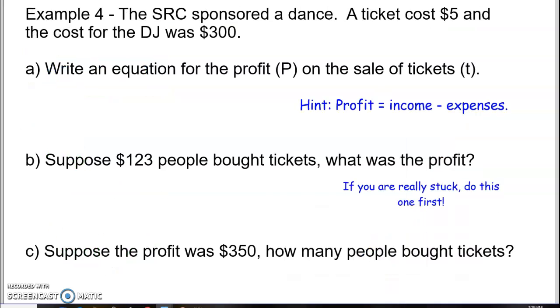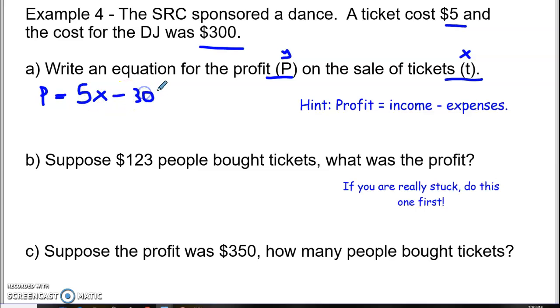All right, now let's try a word problem. So this is also in your notes. It says that there was an SRC sponsored dance. A ticket cost $5 and the cost for the DJ was $300. We're going to write an equation for the profit compared to the sale of tickets. So I'm saying that P is my Y value and tickets is my X value because the profit is going to depend on how many tickets I sold. So we're going to see that P equals 5 as my slope times x, subtract 300.